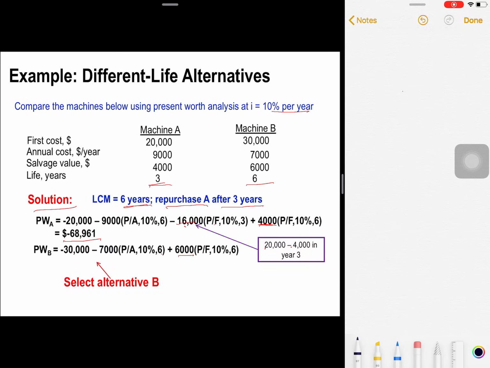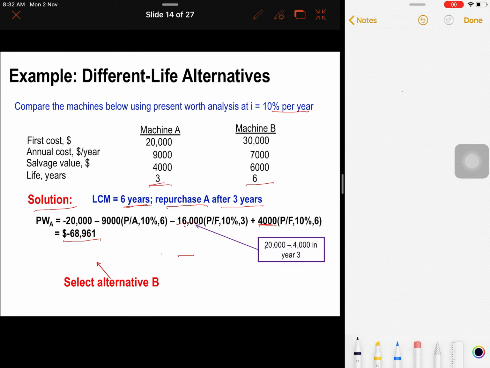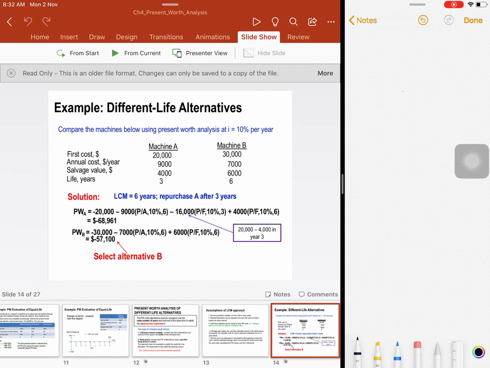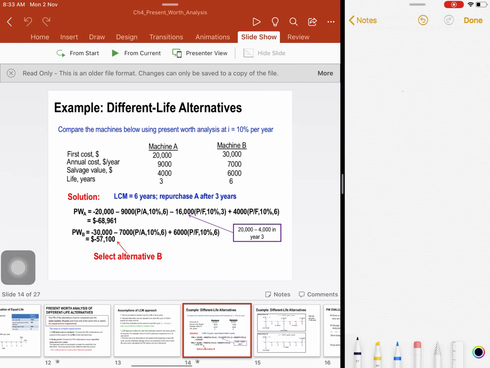this is not moving. Why is it? Okay, let's get out of this slide. We got this figure, alternative B, where we find that alternative B is much more profitable as compared to alternative A.